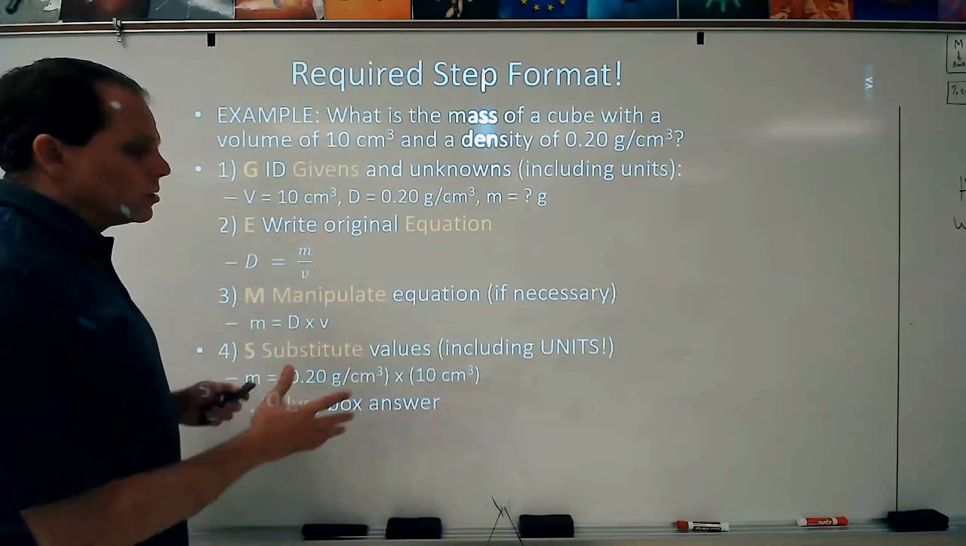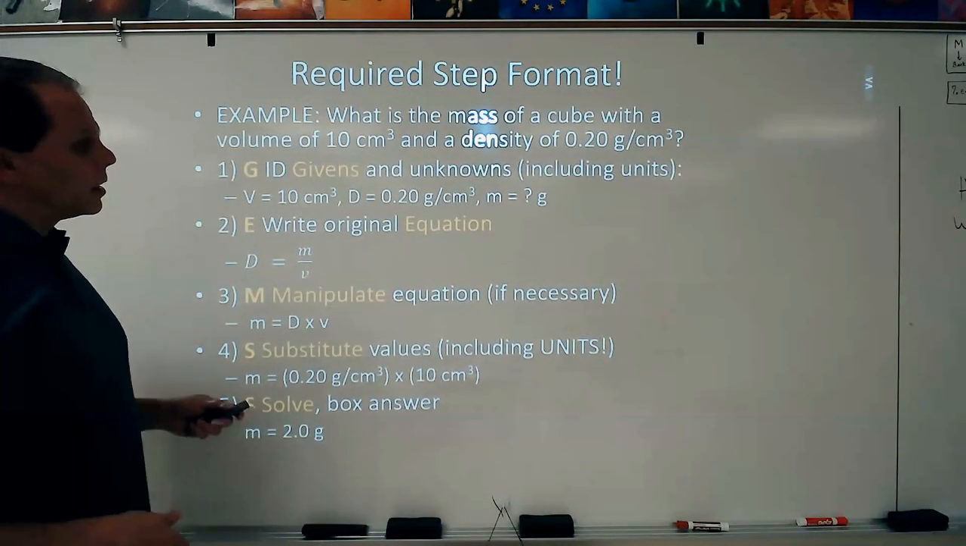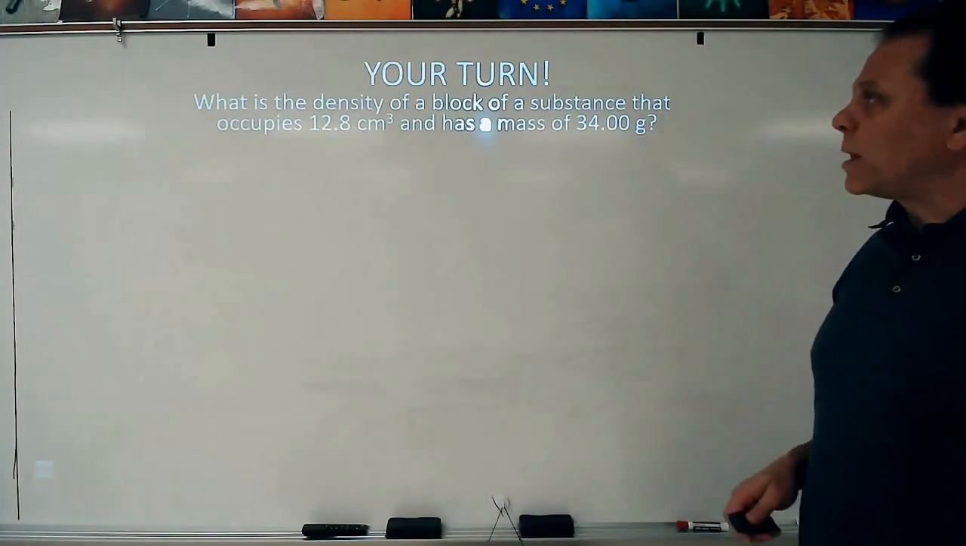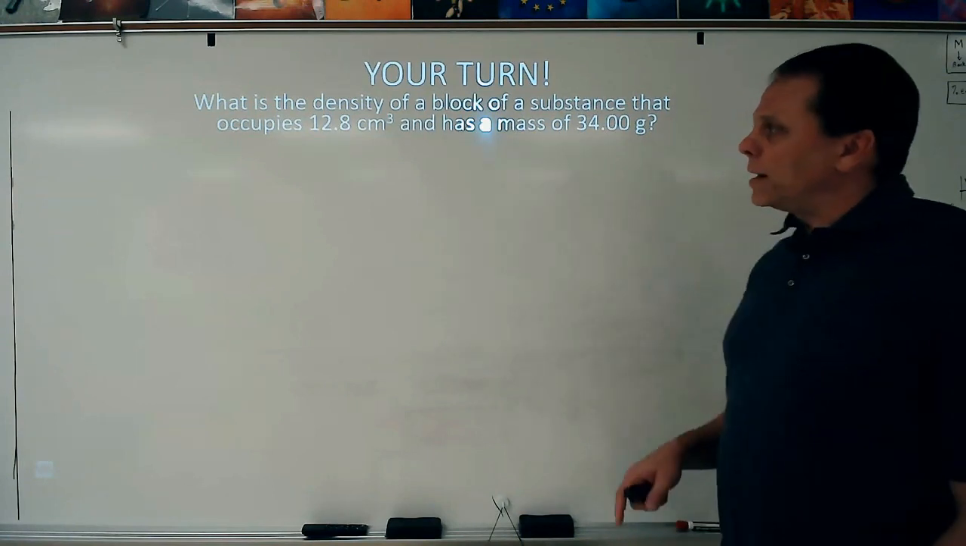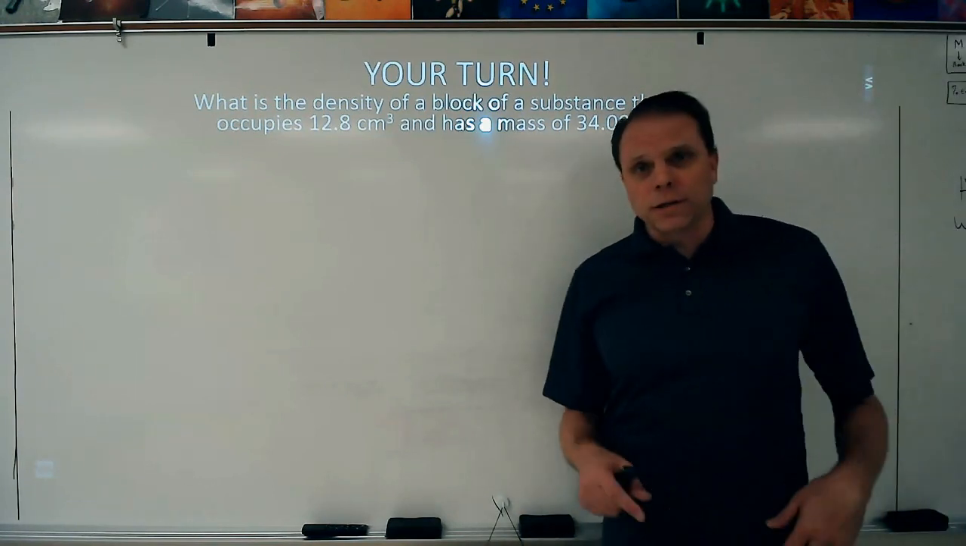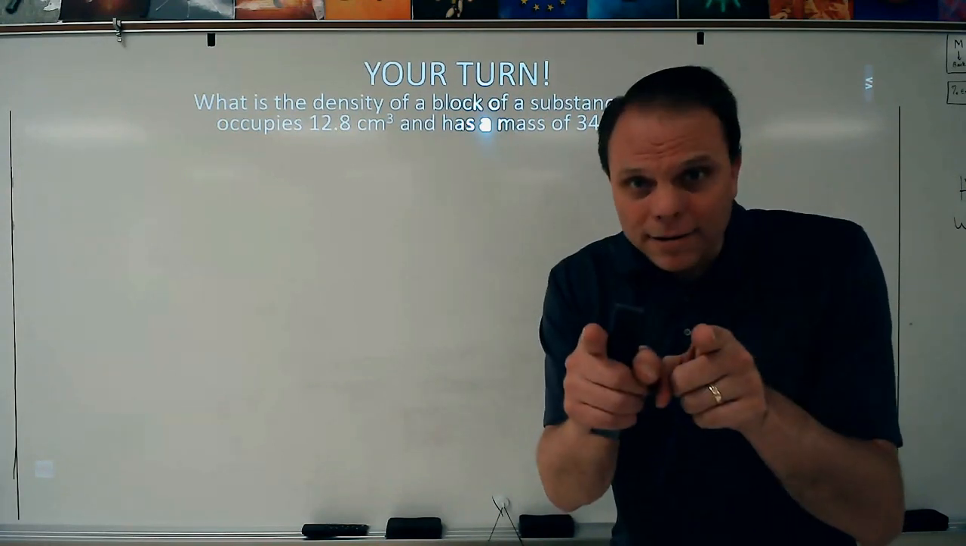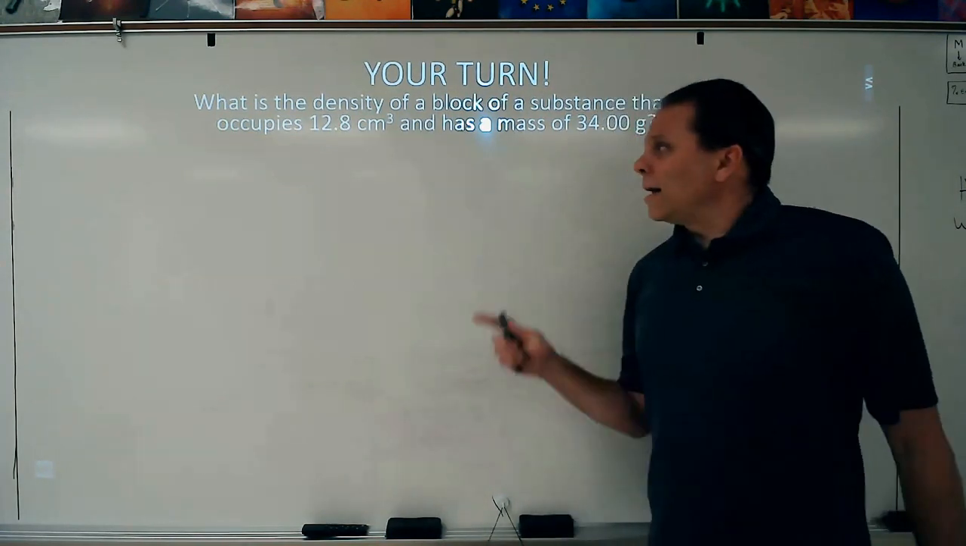Now, what we're supposed to do, let's see if we can actually practice one and do it on our own. Okay, so we've got this question here. What's the density of a block of a substance that occupies 12.8 cubic centimeters and has a mass of 34.00 grams? Go ahead and see if you can do it. Don't forget to show step format. Hit the pause. And we're back.